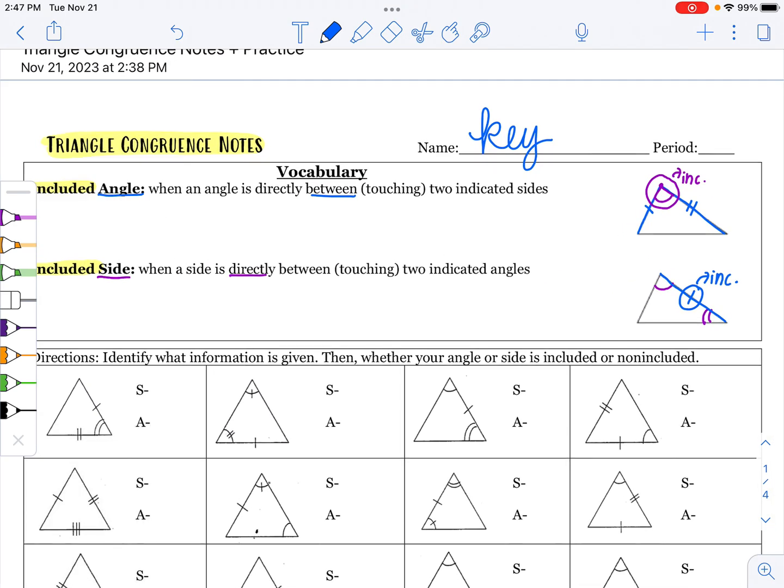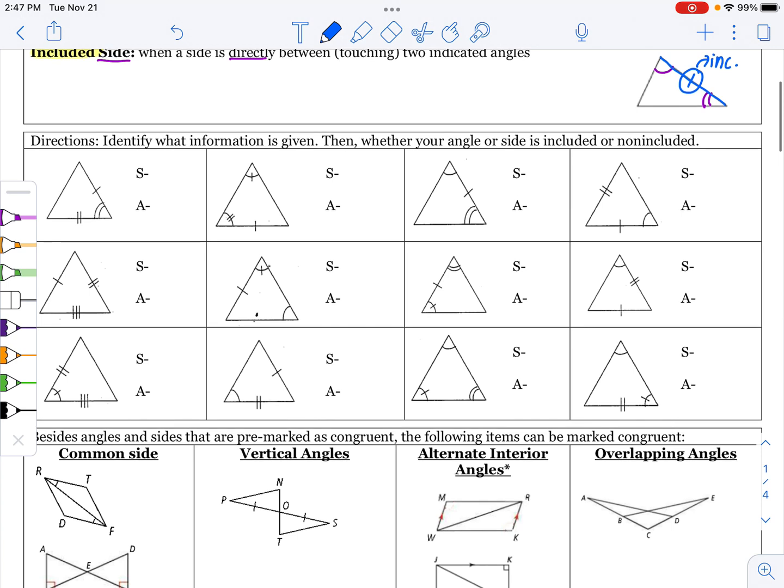That's going to be important because before we even get into looking at 2 triangles and comparing them, we have to study 1 triangle and name the information that is relevant or indicated. The directions say identify what info is given. This is an important skill, so we're breaking this lesson into 2 days. Then, identify whether your angle or side is included or non-included.